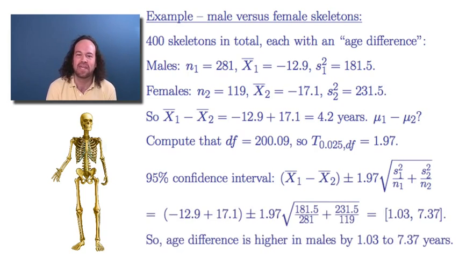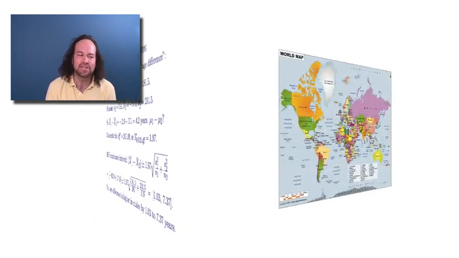So in other words, we're saying that this age difference quantity is indeed higher on average in the males. It wasn't just a fluke of the samples we got. It's a true fact, and this true difference, the mu1 minus mu2, the true difference between the means, is somewhere in this range. So that's a confidence interval for the skeletons. Let's do a second example.